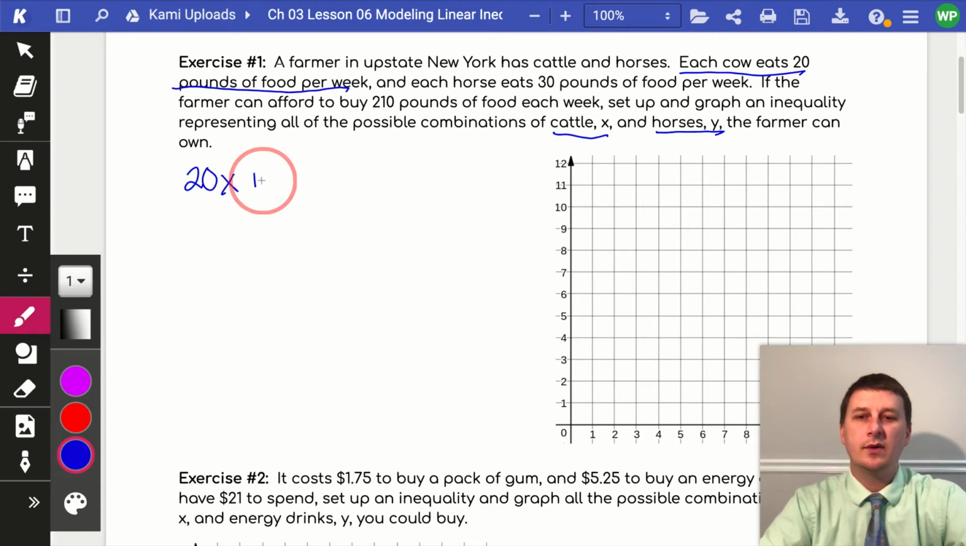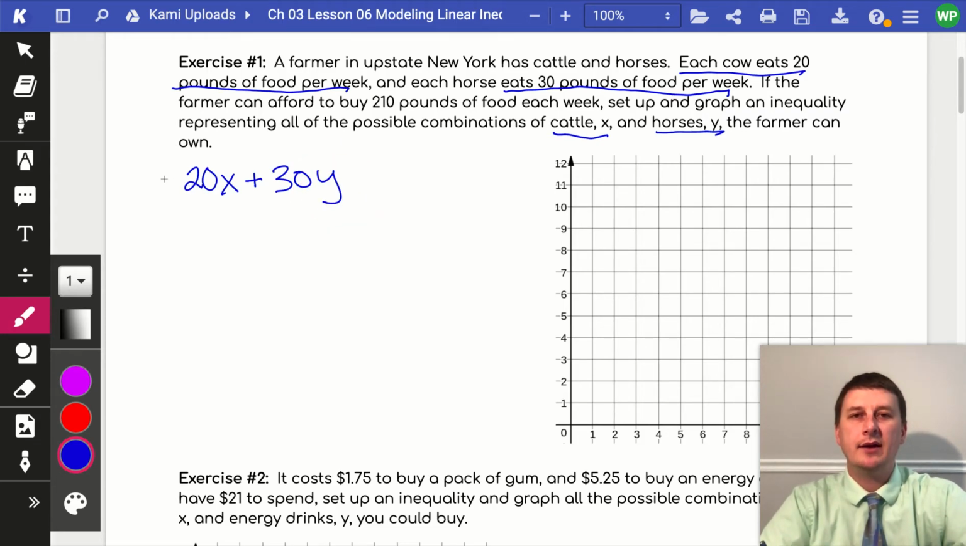And now we're not only dealing with cattle, we're also dealing with horses. And we know that each horse eats 30 pounds of food per week. So we're going to add to that 30, and it says to represent horses with Y, 30Y. So this says 20 pounds of food per cattle per week plus 30 pounds of food per horse per week is, then we have this 210. So now we have to do something with this 210. And the farmer can afford to buy 210 pounds of food each week.